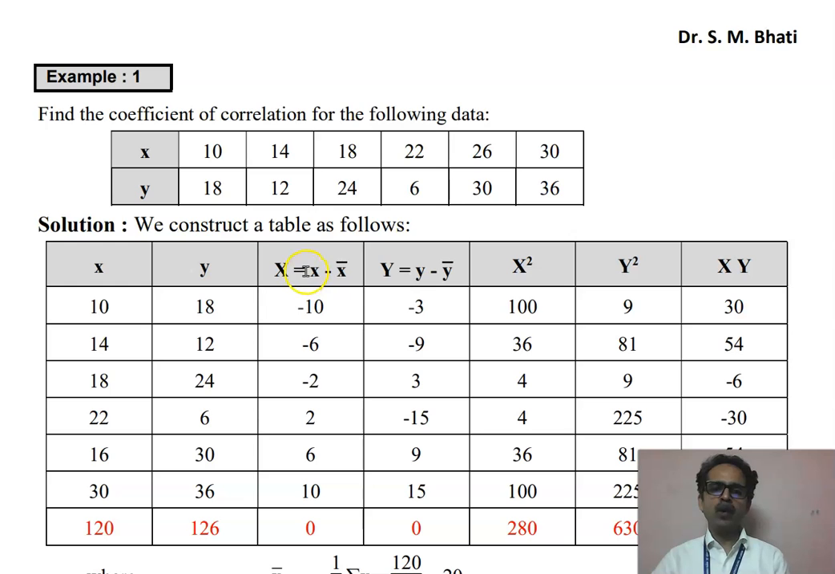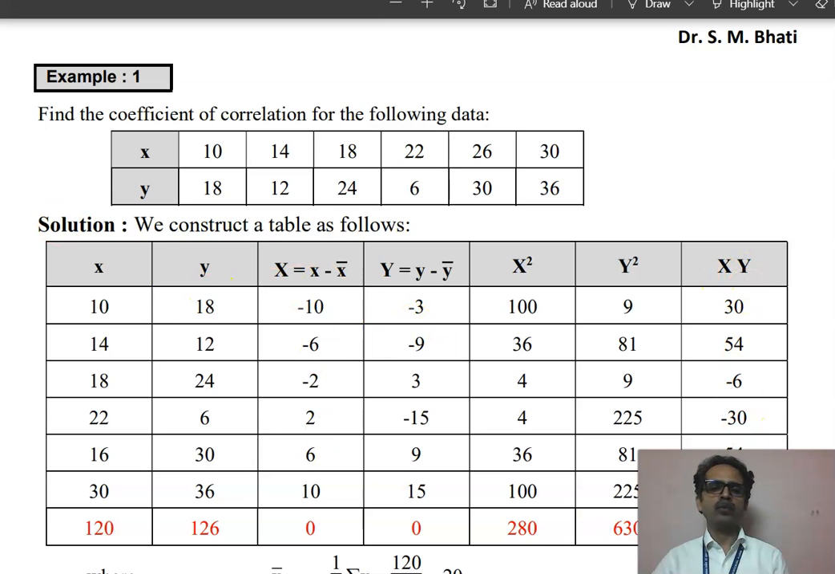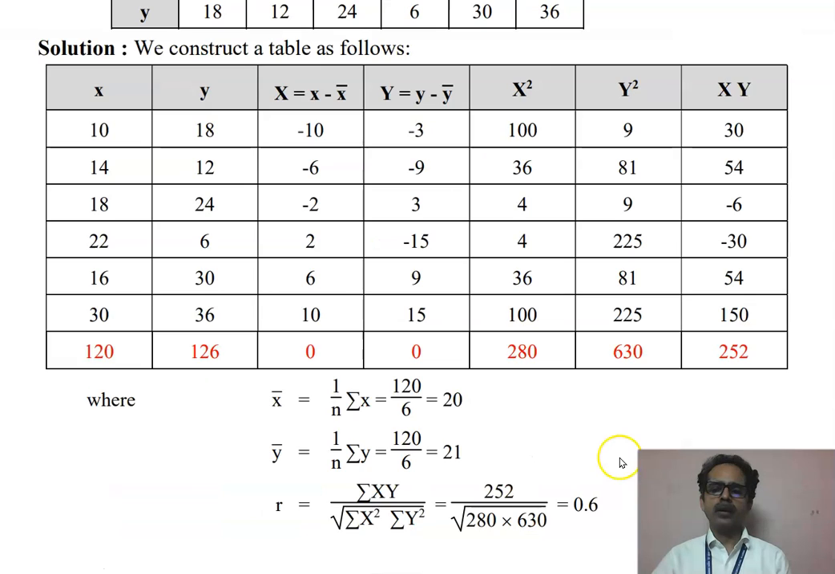You will find the column sum of X is always 0, and the column sum of Y is always 0. The column sum of X squared is 280. The column sum of Y squared can be obtained; it is 630, and the column sum of the product XY is 252. Remember, we have to use these column sums when we make the calculation.